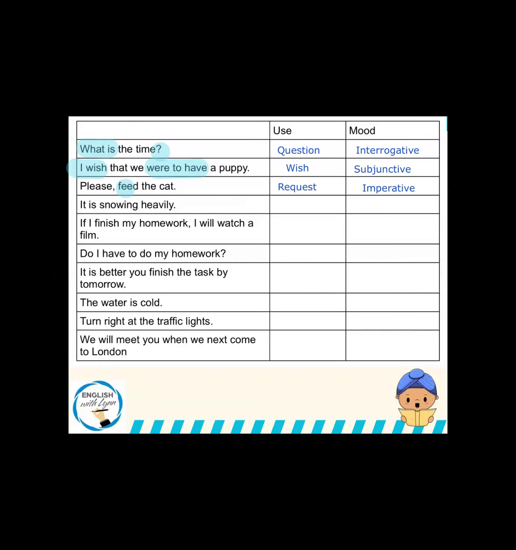Now the next one, it is snowing heavily. The is is the main verb, and it is giving a statement. It is telling me what the weather is like. And again, this was the most common one. So the indicative is making those statements.